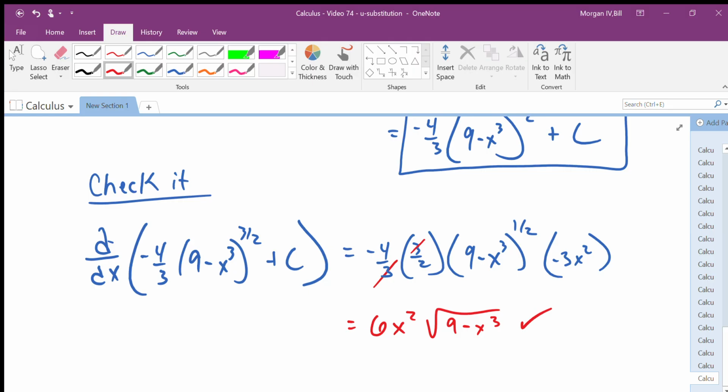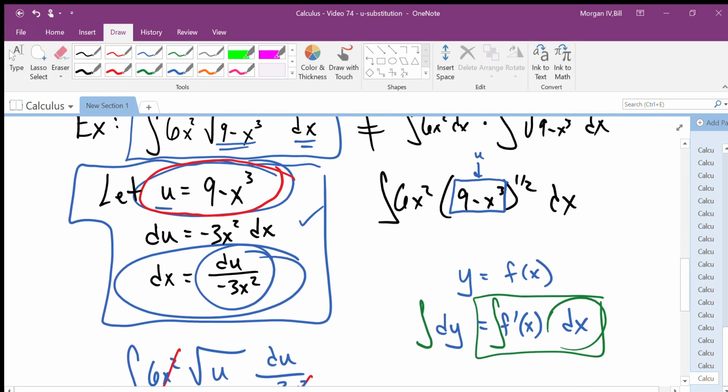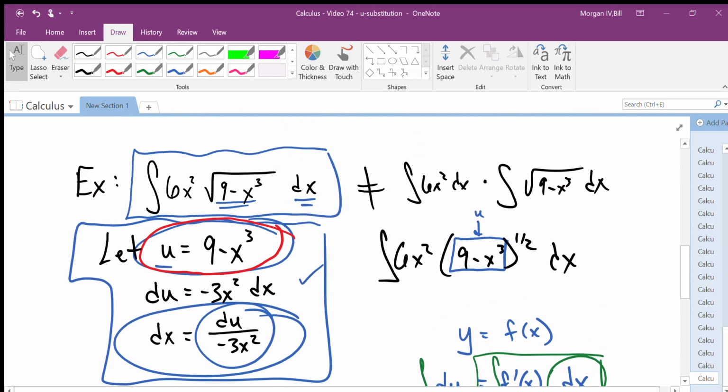That is the idea of u substitution. Take a complicated problem, let u equal one of the expressions. A lot of times the derivative of what we're letting u equal should be in the problem, at least multiplied by some sort of factor, some sort of constant, like ours was here.